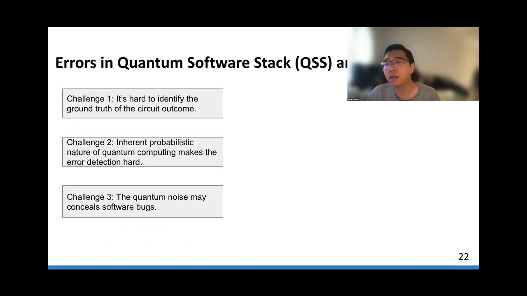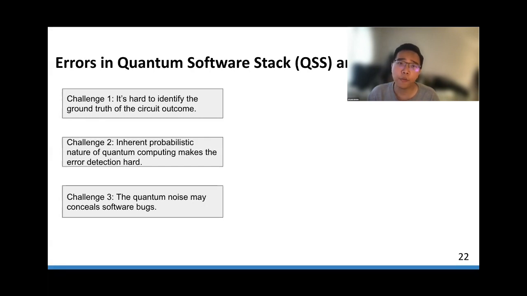However, the errors in quantum software stacks are hard to identify due to 3 challenges. First, it is hard to identify the right output of the quantum circuit. It is not easy to get the ground truth of the quantum circuit because the simulation of the quantum circuit can easily go out of memory or run for a huge amount of time.